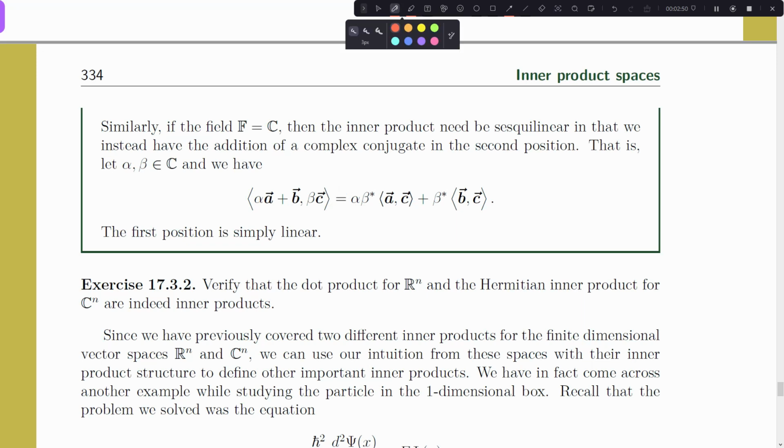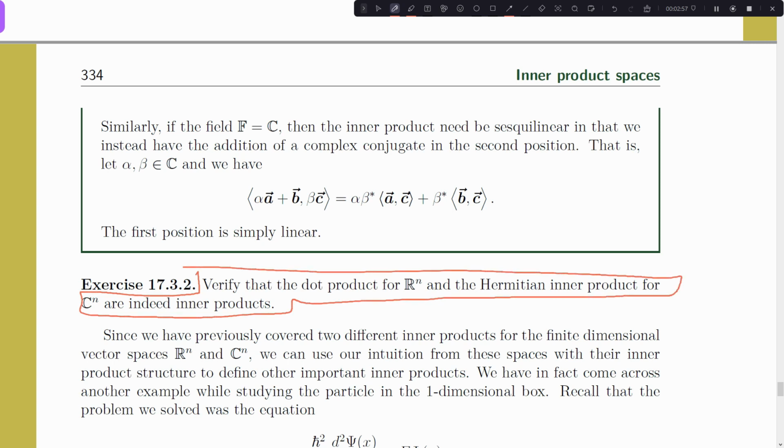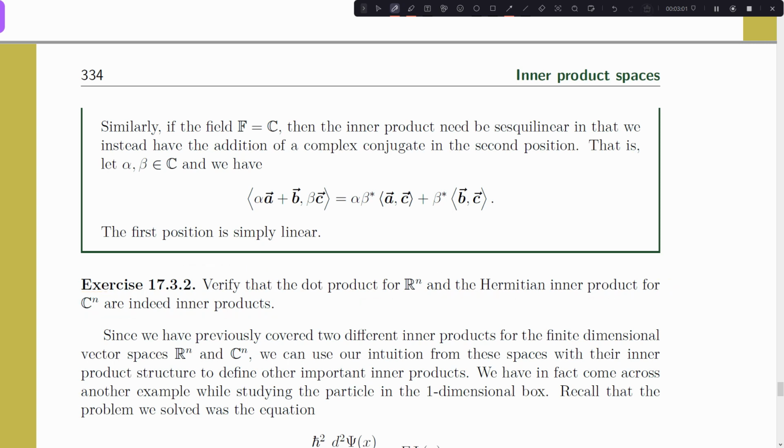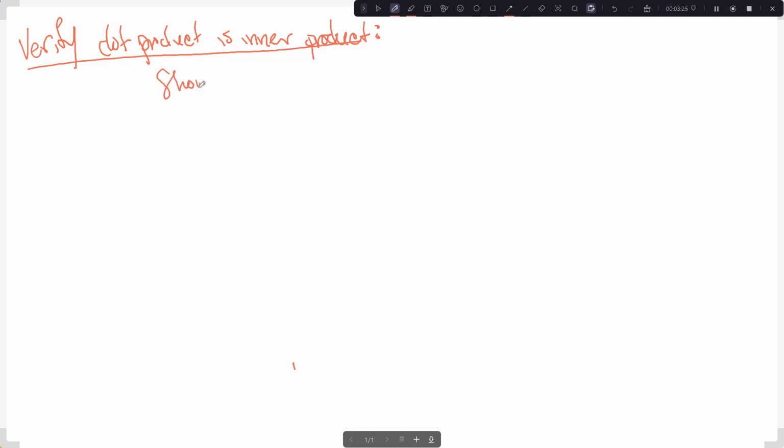So let's do this exercise really quick. It says verify that the dot product for Rn and Hermitian inner product for C are indeed inner products. So let's jump to the whiteboard and verify this. Verify: dot product is inner product. The way that these verify ideas work is that we just have to show that the properties are satisfied. Show properties I, double I, triple I, and linearity are satisfied.